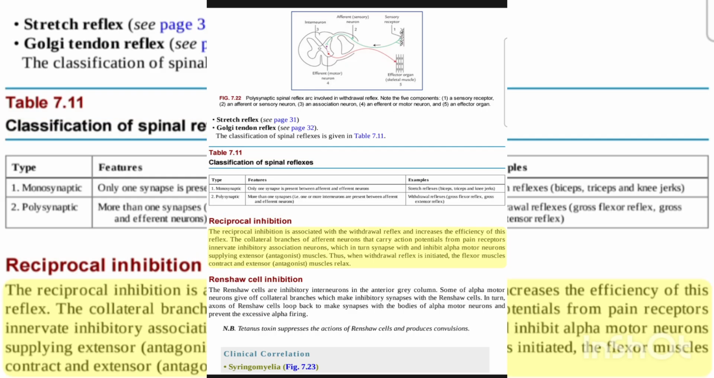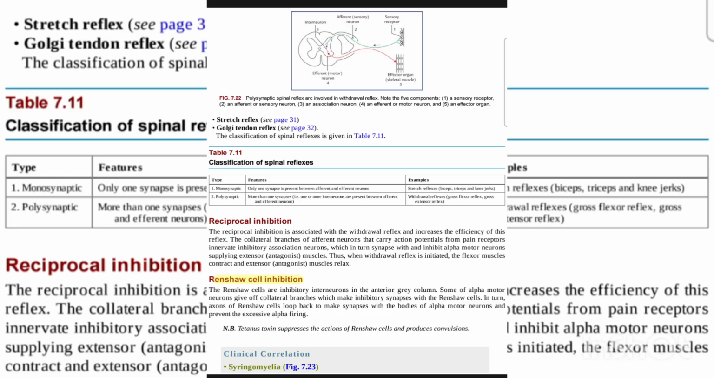The reciprocal inhibition is associated with the withdrawal reflex and increases the efficiency of this reflex. The collateral branches of afferent neurons that carry action potentials from pain receptors innervate inhibitory association neurons, which in turn synapse with and inhibit alpha motor neurons supplying extensor, antagonist muscles. Thus, when withdrawal reflex is initiated, the flexor muscles contract and extensor, antagonist muscles relax.